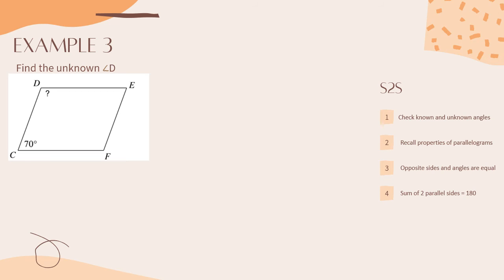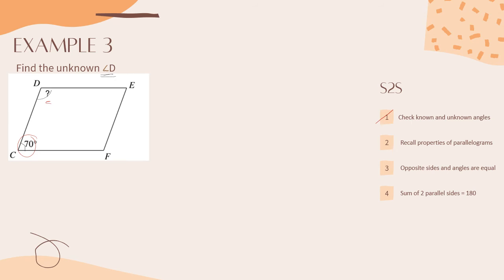Example 3, find the unknown angle D. So let's examine our parallelogram over here. So we have DEFC or CDEF. We have 70 degree here, our angle C. Okay. Then we need to find here unknown angle D. We need to find this one. So step 1, check the known and unknown angles. Known angles yang kena bagi is 70 degree. Unknown angles is what you need to find. So that is step 1.